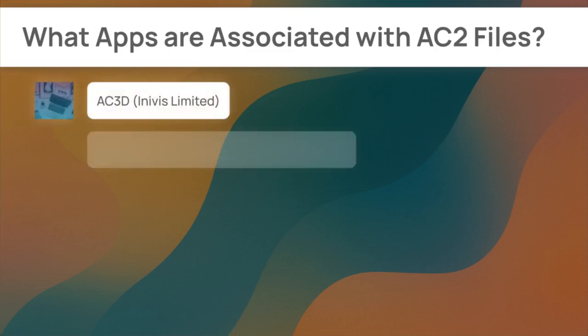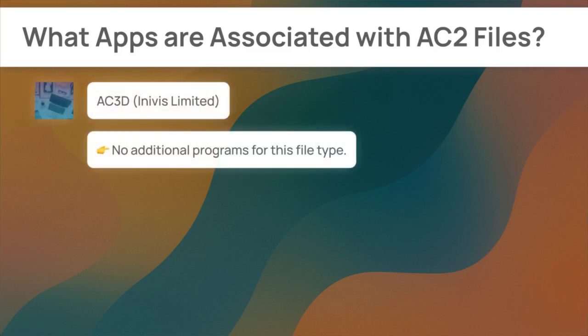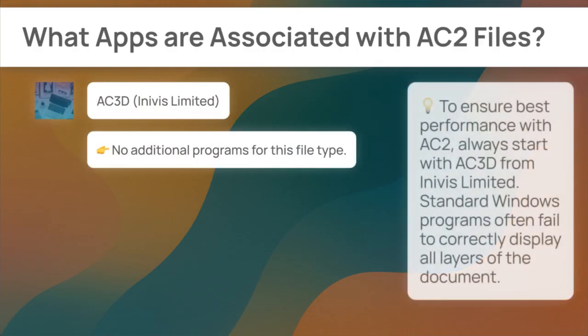The software default for the AC2 file type is the solution provided by Innovis Limited's AC3D. Standard Windows programs often fail to correctly display all layers of the document. Windows can't render their full mesh or model data, so complete analysis must be done in a CAD tool.